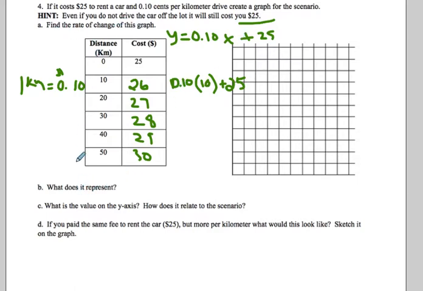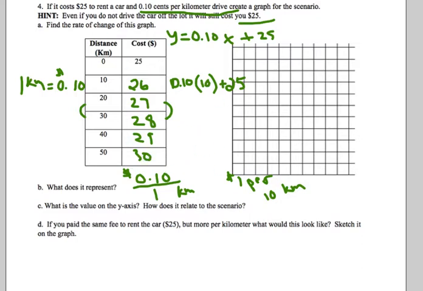So part A was to find the rate of change. Well, the rate of change is exactly what this thing is right here. It's 10 cents per 1 kilometer. Or if you want to look at it like this, every 10 kilometers is $1. So you could say either one of those things. It's $1 per kilometer. Or I'm sorry, per 10 kilometers. So either way you want to look at that is perfectly fine.